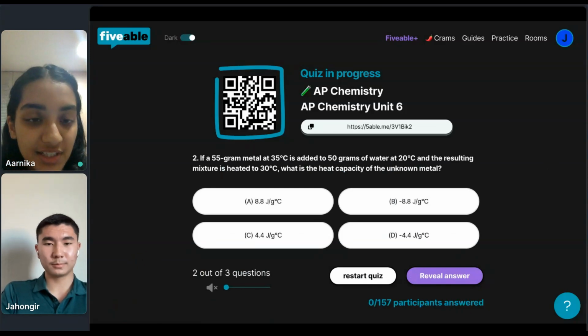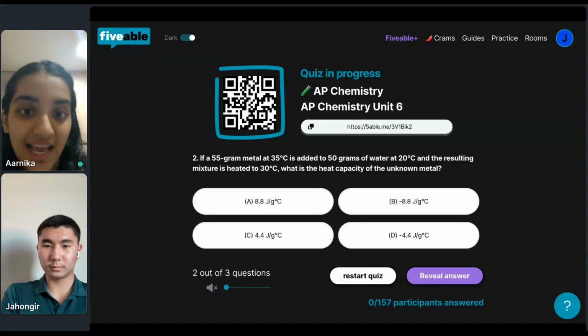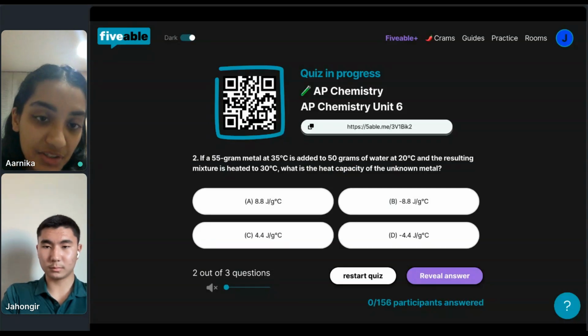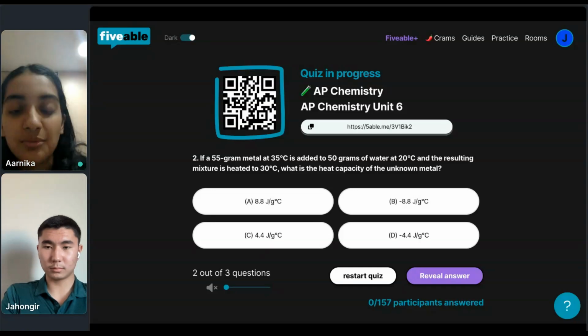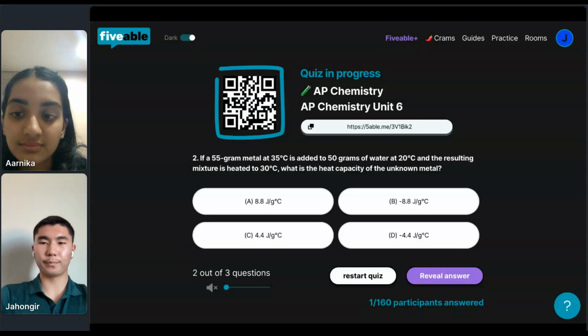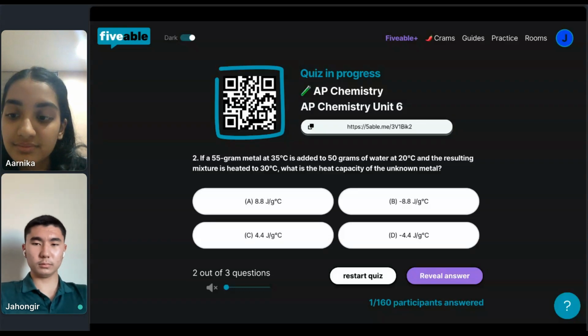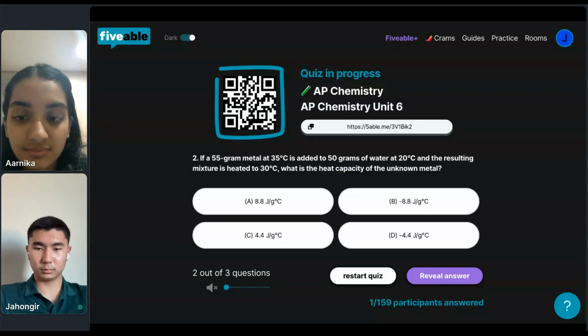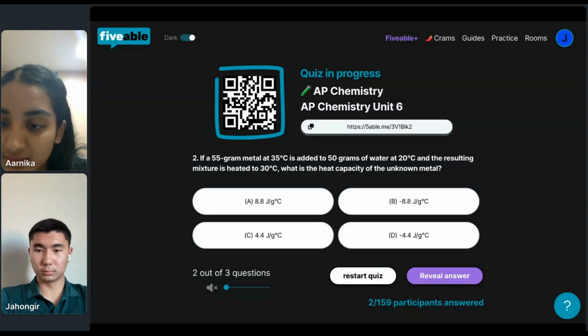All right. So the next one says, if a 55-gram metal at 35 degrees Celsius is added to 50 grams of water at 20 degrees Celsius, and the resulting mixture is heated to 30 degrees Celsius, what's the heat capacity of the unknown metal? All right, guys, you got this. For this one, you can use your calculator.